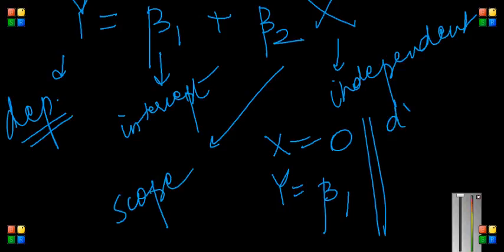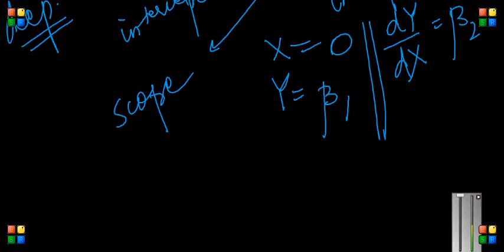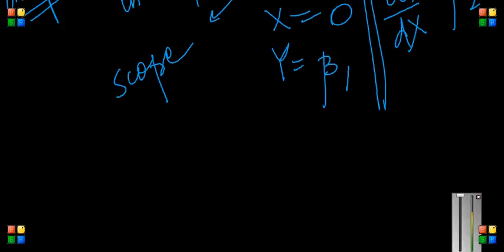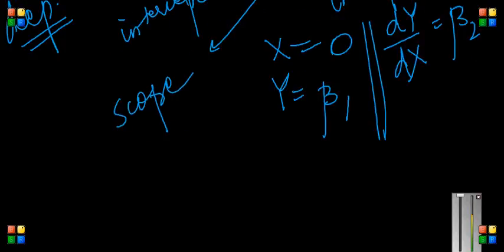Why? Because if I find out dy by dx, it actually comes out to be beta 2. So I know when I differentiate y with respect to x, that would give me the slope of the line. So in this case it turns out to be beta 2. So if I have to actually plot out my regression line, how does it look like?